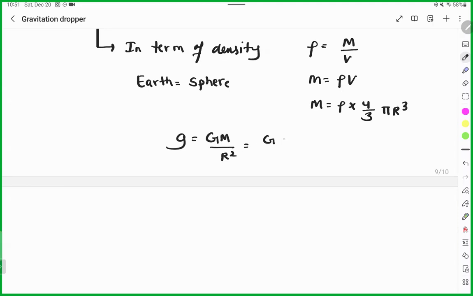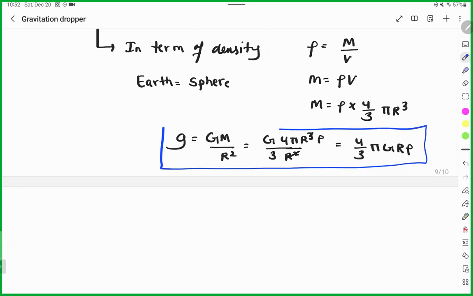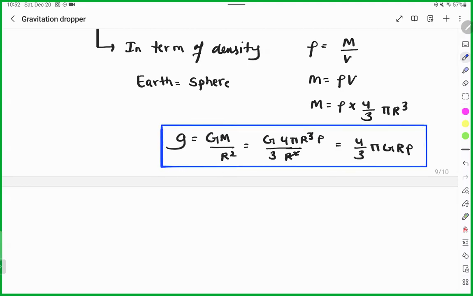Gm value is equal to 4 by 3 rho pi... 4 by 3 pi r cube into density, and below you had r square. So r square will be cancelled out with this, and your g value will be equal to 4 by 3 pi G R rho, because most people will focus on g is equal to GM by R square. But if you revise this and correlate with it, your calculation will become fast.